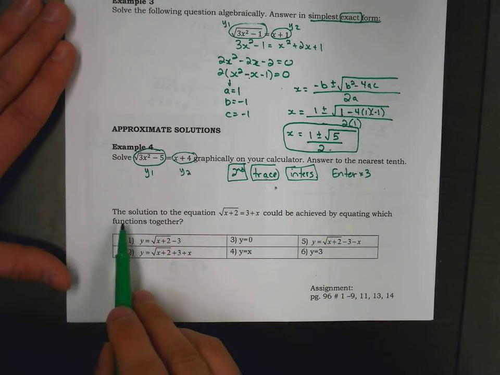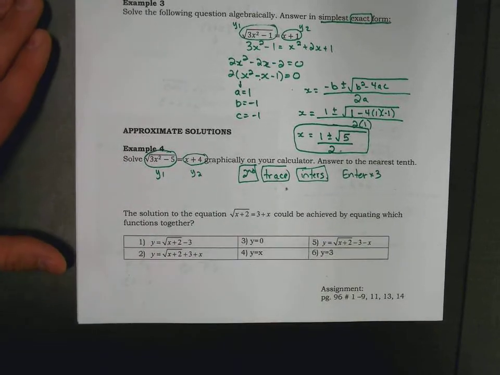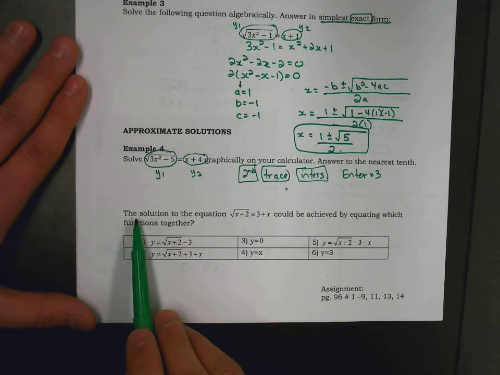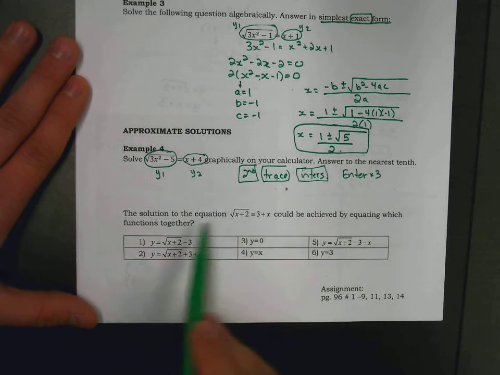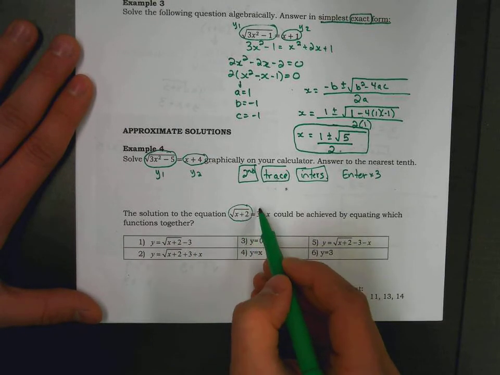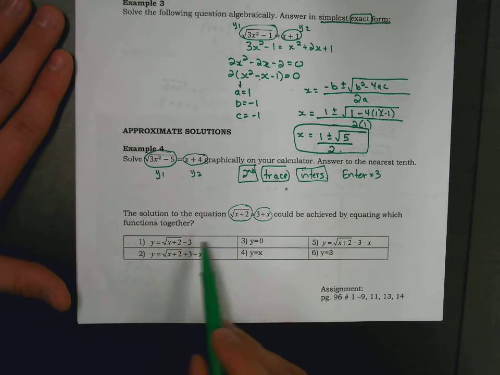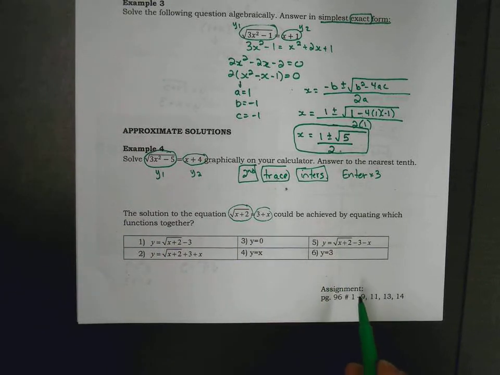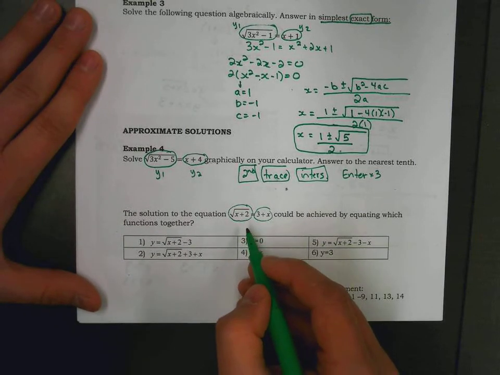Now, the very last one is a little bit unique. This is what you might call a conceptual or a problem-solving question, as it says the solution to the equation could be achieved by equating which two functions together. So I've already said that you could take y1 and y2 and make them intersect. That doesn't really look like it's any great options. What you can do with equations, though, is rearrange them.